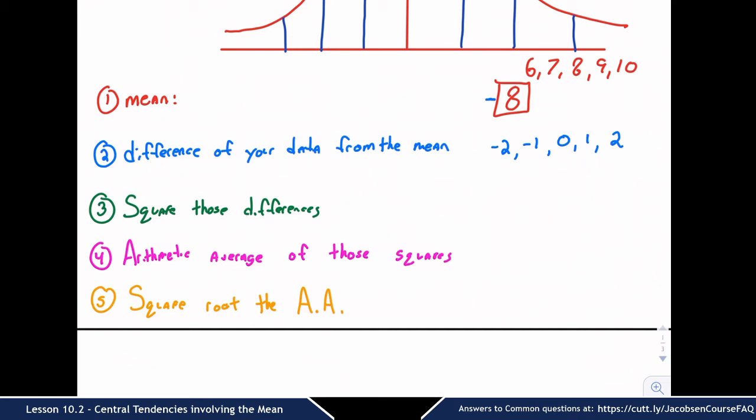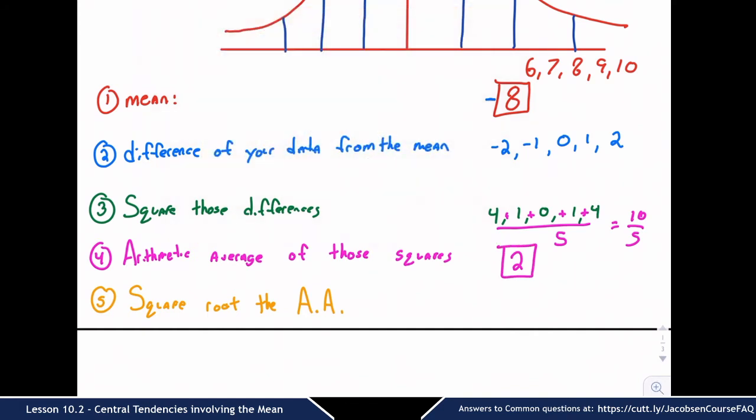Our next step will be to square each of those numbers. So if I square each number respectively, I will receive 4, 1, 0, 1, and 4. The next thing to do is to find the arithmetic average of those terms. So just like finding the mean of our original data, we're now finding the mean of each of those squares. So we need to add each of those numbers up, and we need to divide it by our number of terms, which is 5. So 4 plus 1 plus 1 plus 4 is 10, and then 10 divided by 5 gives us that our arithmetic average of those squares is going to be 2.